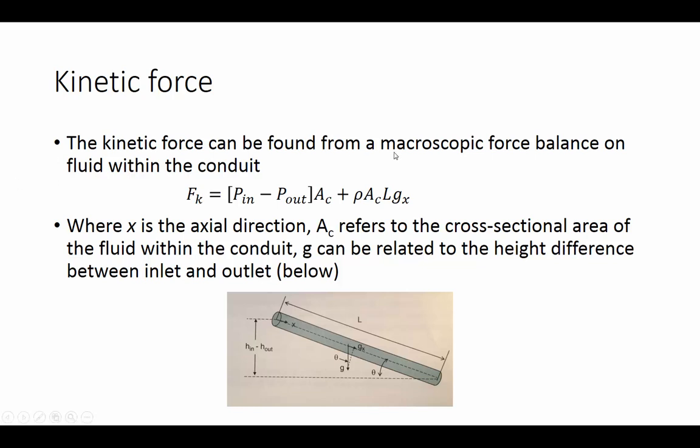The kinetic force can be found from a macroscopic force balance on fluid within the conduit. So we look at that pressure drop here. We have Fk as our kinetic force. We look at the pressure drop, P in minus P out, times Ac, which is the cross-sectional area of the fluid within the conduit, plus the density of the fluid, again times the cross-sectional area, times the length of the conduit, times Gx. And Gx is related to the height difference between the inlet and outlet flow. So this height difference here is where Gx is coming in.